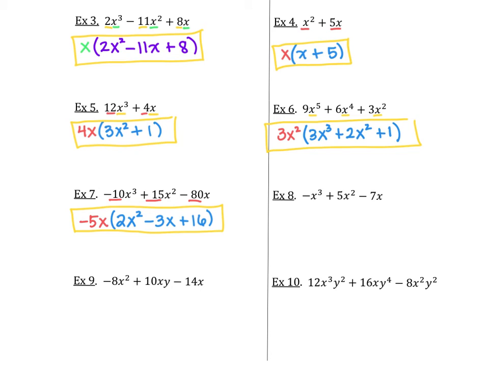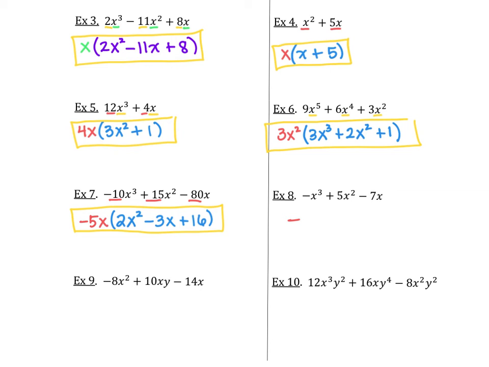Okay, for example 8, negative x to the third plus 5x to the second minus 7x. Now let me check the numbers. Well, there's no coefficient here other than the negative sign. So I don't really need to worry about the numbers, but I do need to take out a negative. I could take out a negative 1, or I could just take out the negative.